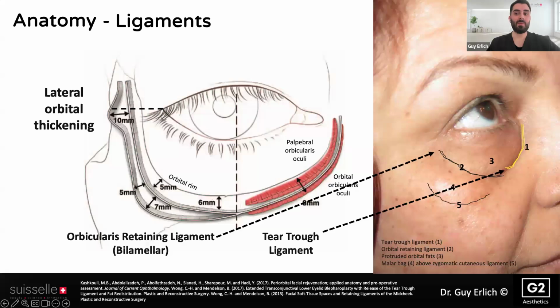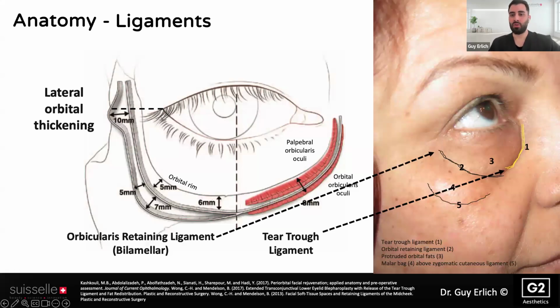On the contrary, when we are going lateral, we see the orbicularis retaining ligament. And the orbicularis retaining ligament is not one ligament, it's a bilaminar ligament, it's two ligaments with fat in between that is responsible for the thickness of the ligament. And this bilaminar ligament is not a true retaining ligament because it does not connect the bone to the skin. It connects the bone to the inferior, or posterior, part of the orbicularis oculi fascia. So between the orbicularis oculi and the skin, in the lateral position, we have a superficial location for filler injection.